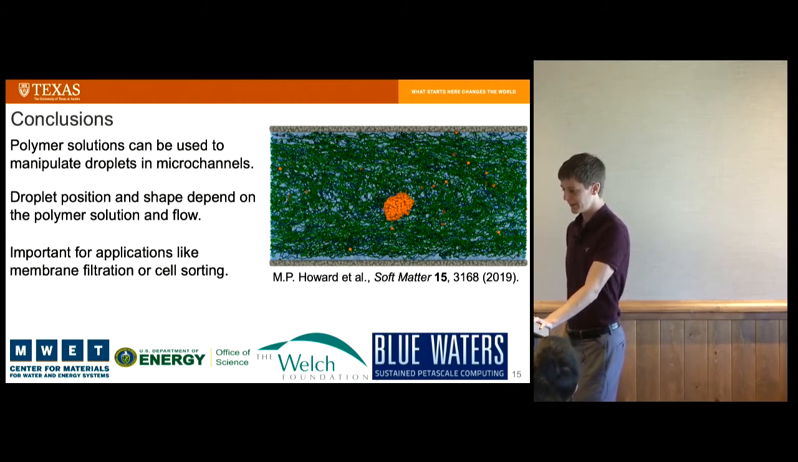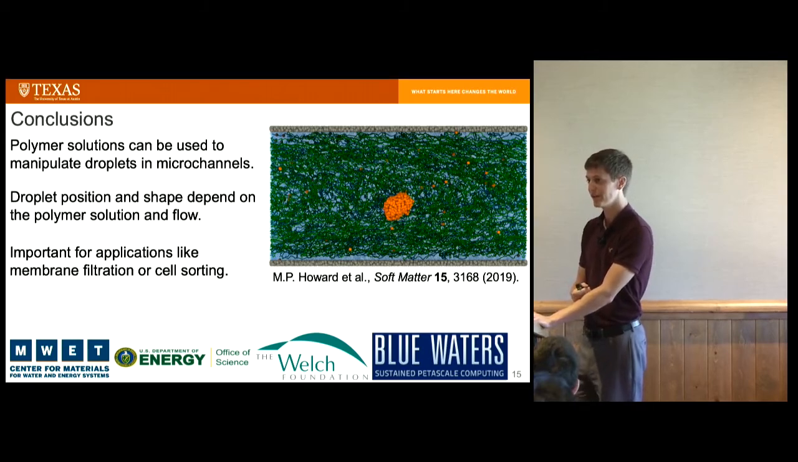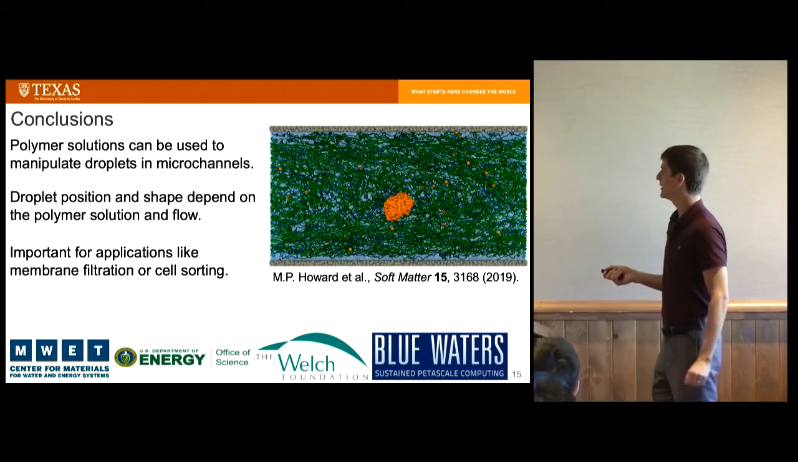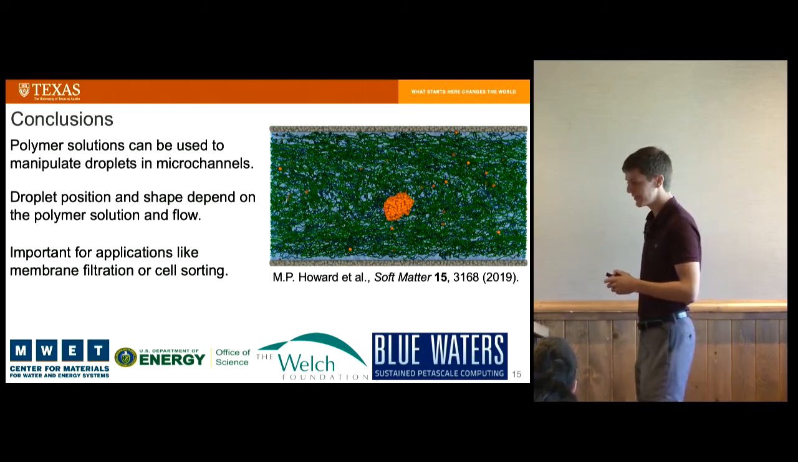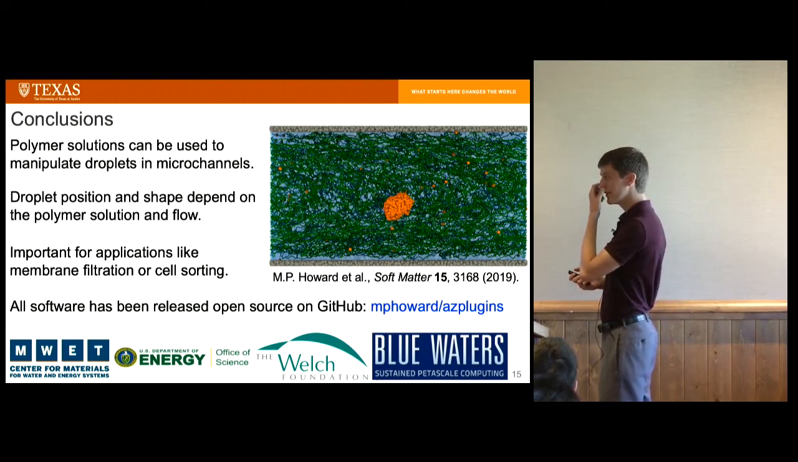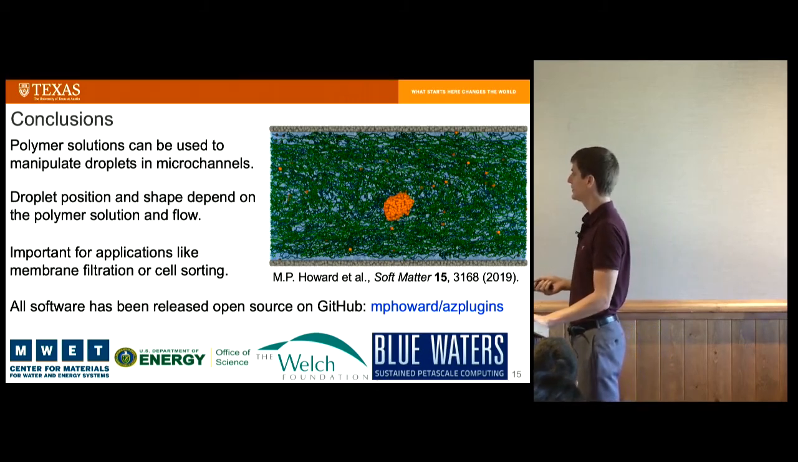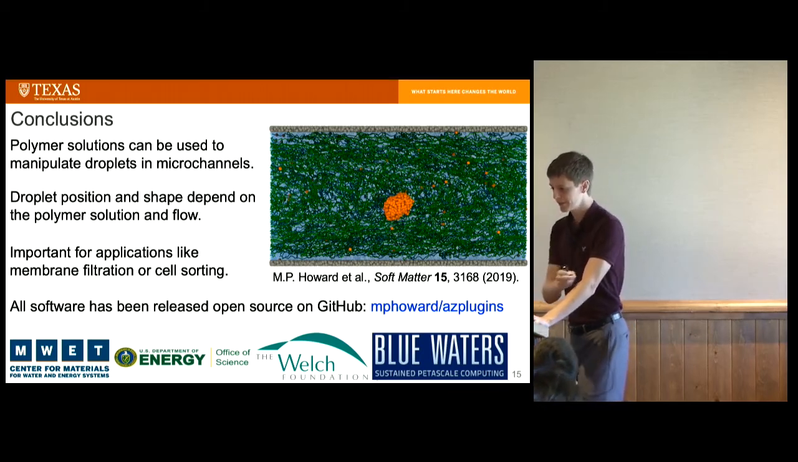And so this is, we think, going to have important applications for processes like membrane filtration, where maybe you want to separate an organic from water, or for self-sorting, where you don't necessarily have a droplet, but you have some sort of squishy vesicle that you'd like to recover. And all the software that we developed to enable these simulations has been released open source on GitHub if anyone would like to try the same types of simulations.